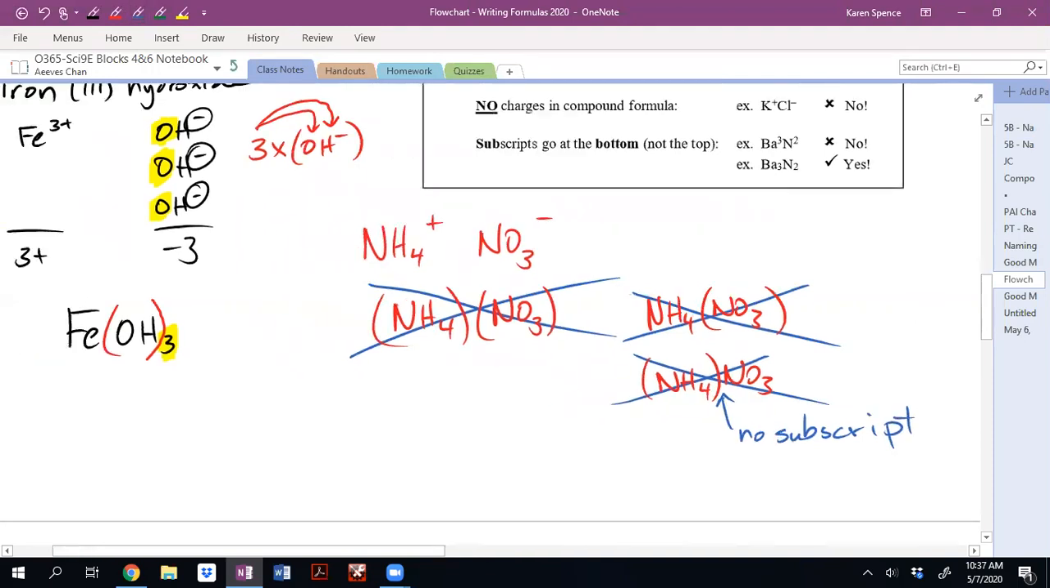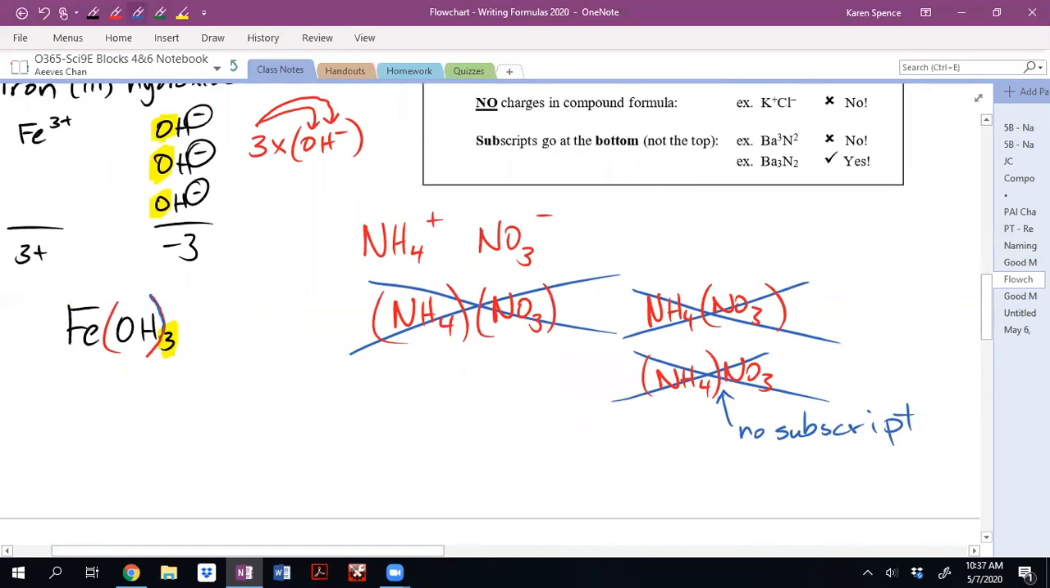So none of these are correct because the function of the brackets is to allow us to multiply everything inside the brackets. And here we're not multiplying by anything. There's no subscript. When we had our brackets here, we put them in because we needed to multiply this whole thing by 3. We needed to have 3 hydroxides. Over here, we only have 1 nitrate and we only have 1 ammonium. So our correct way of writing it would just be NH4NO3, and there's no brackets.